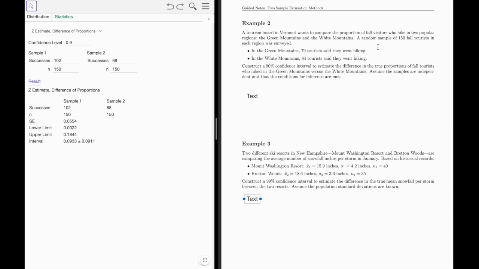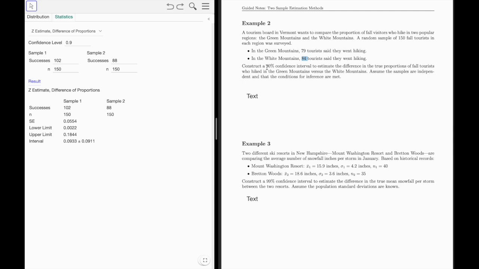Notice how, before we go any further, we're talking about proportions here. So that means we're going to be dealing with the binomial distribution. When we read the information for each sample, in the Green Mountains, we have 79 tourists that said they went hiking. So in this sample, we have 79 successes. Success means the person likes to go hiking in those mountains. In the second sample for the White Mountains, 84 tourists said they went hiking. So X is 84 for the number of successes in the second sample.